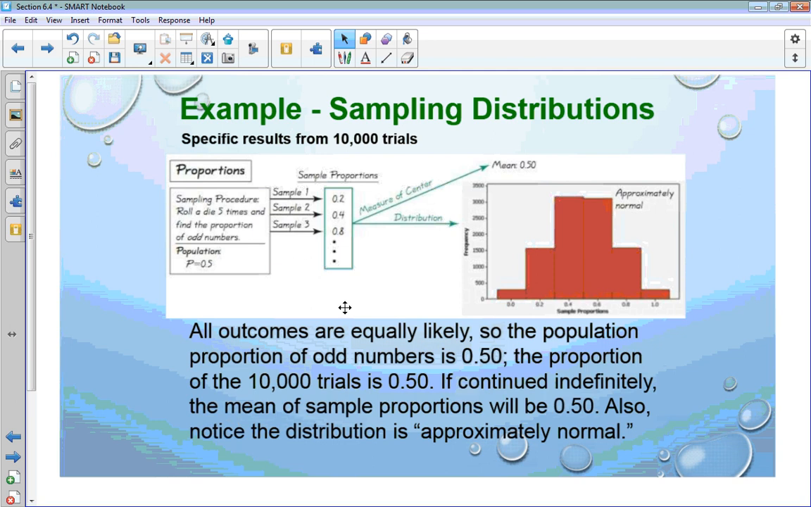Took all the sample proportions. What are the odds? And odds is a probability, is a proportion. That is a measure of the mean. You're going to get to that the more samples you take. And the distribution is a normal distribution.